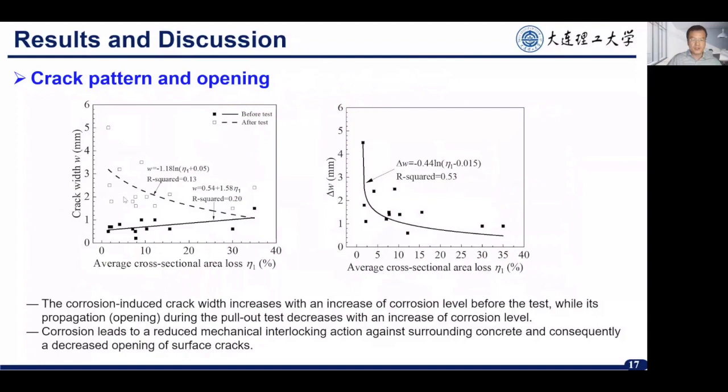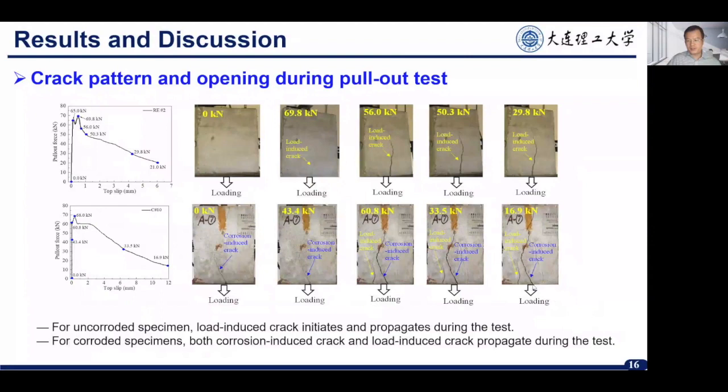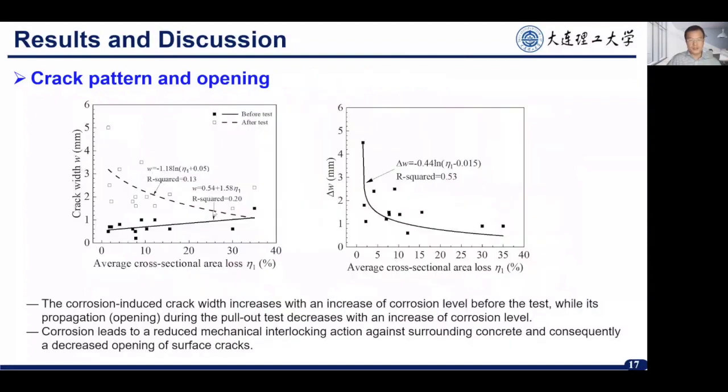So this is a comparison of the crack width before the pull-out test and after the pull-out test. So we can see here, before the test, the crack width increases with an increase of the mass loss of steel rebar. And after the pull-out test, this is the width we measured, and the width decreases exponentially with mass loss. And also this just shows the difference between the crack width before test and after test. We can see here it decreased non-linearly with an increase of the mass loss of steel rebar.